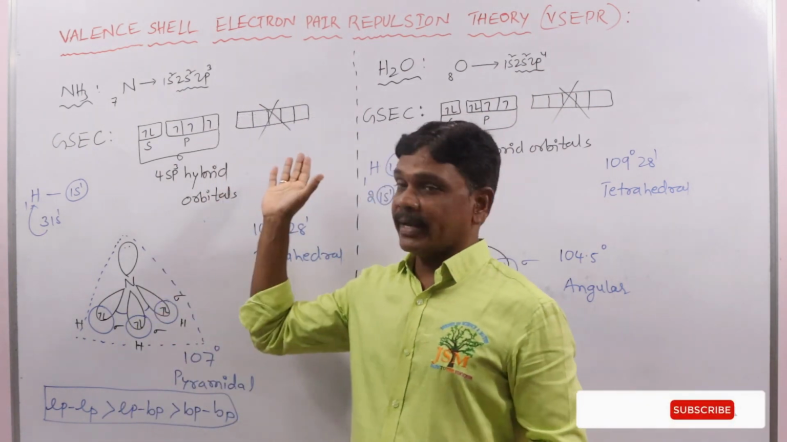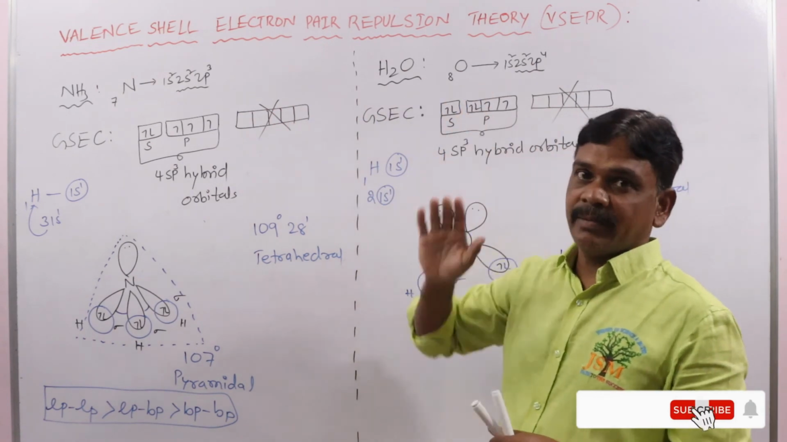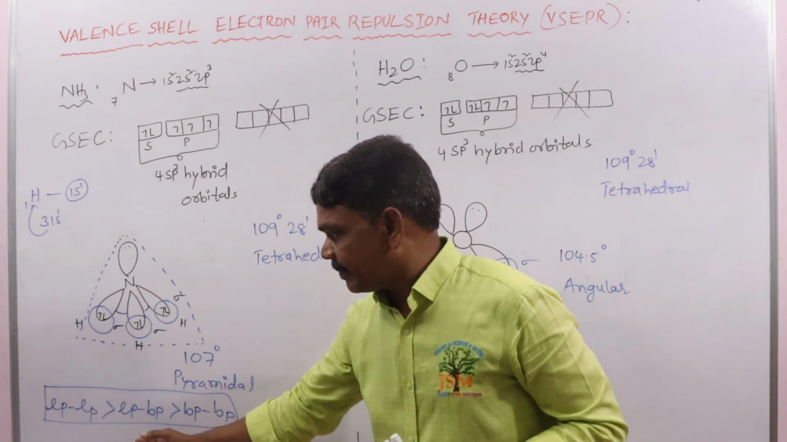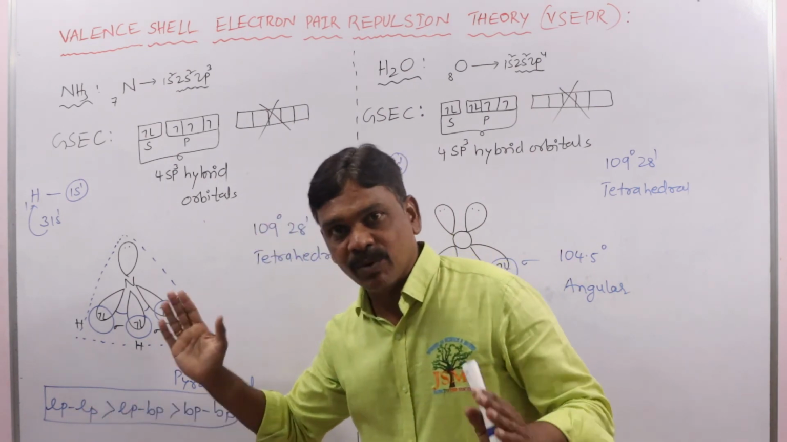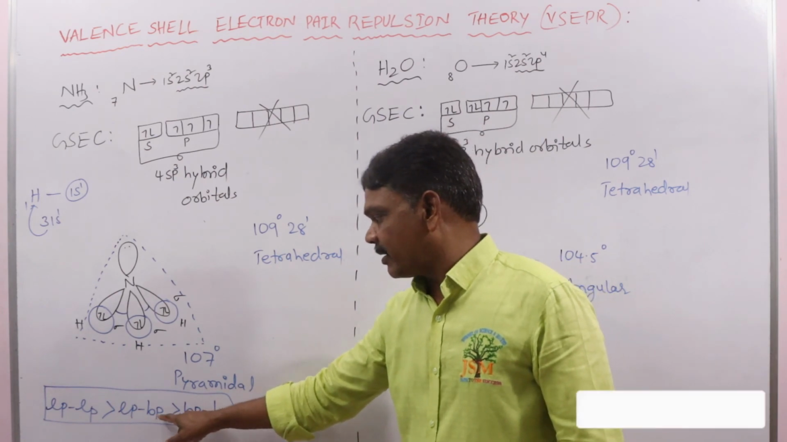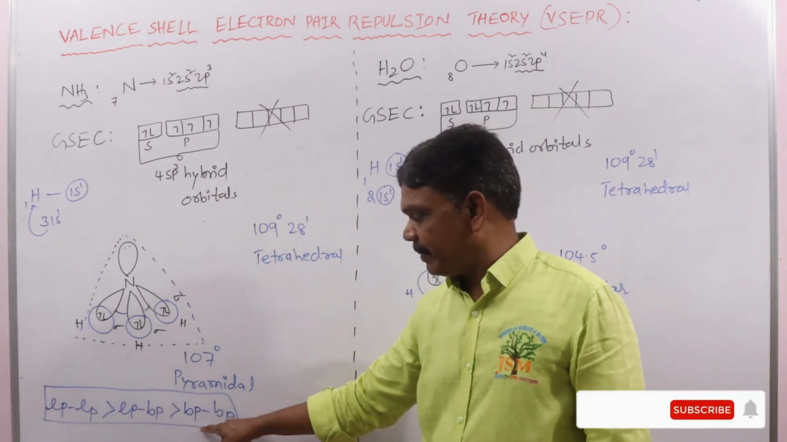These are two examples of valence shell electron pair repulsion theory. And this is the order of repulsions: lone pair-lone pair causes more repulsion than lone pair-bond pair, and lone pair-bond pair causes more repulsion than bond pair-bond pair.